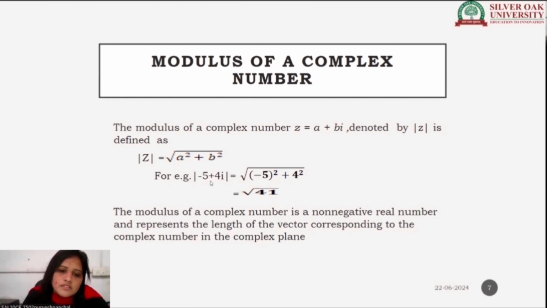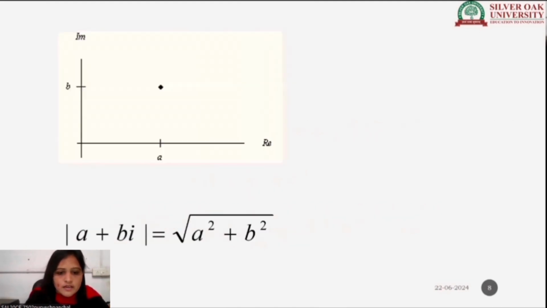Suppose we have one example, let me take one complex number minus 5 plus 4i. So here, the real part of this complex number is minus 5 and the imaginary part is 4. So if you want to find the modulus of this, we have to just take the squares of a and b. So minus 5 squared plus 4 squared, that is square root of 41. The modulus of a complex number is a non-negative real number and represents the length of the vector corresponding to the complex number in the complex plane.